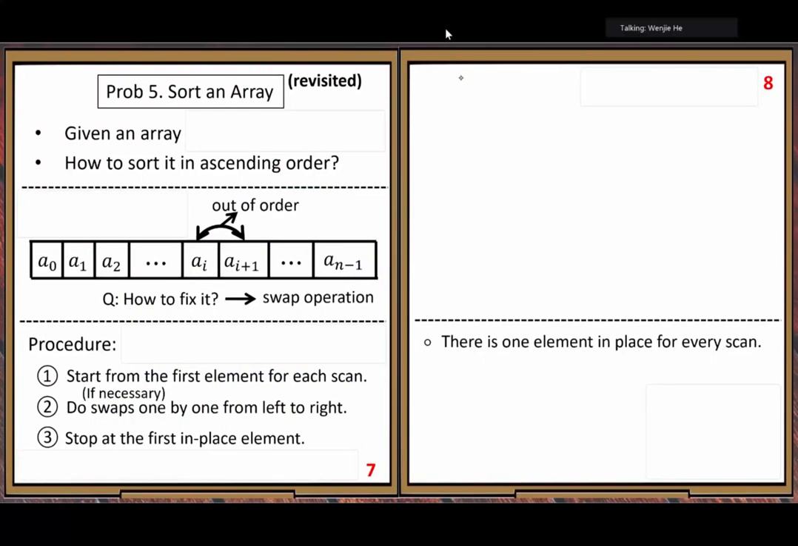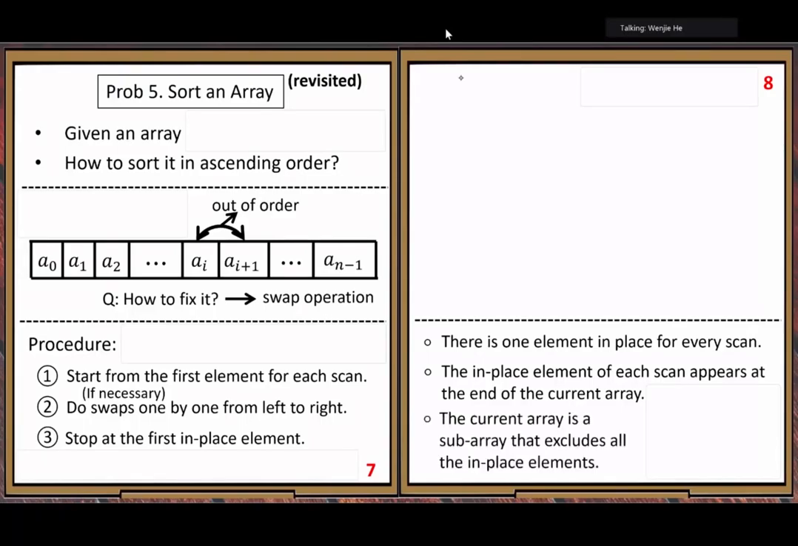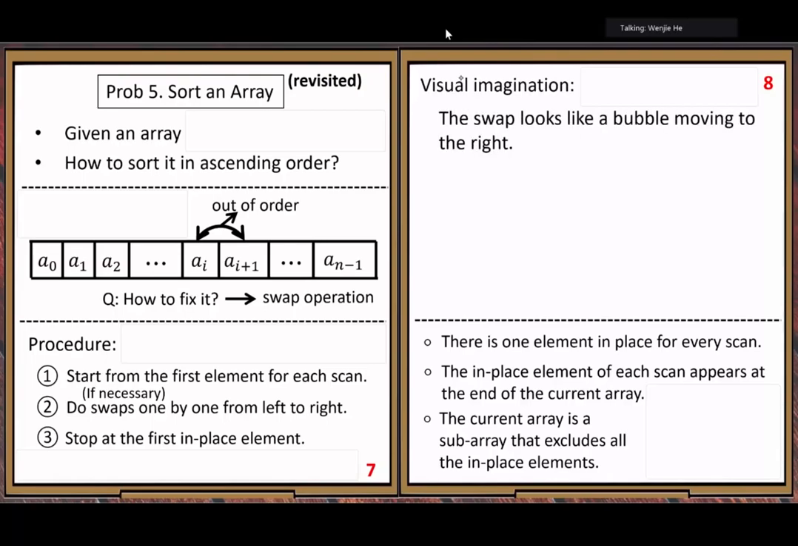So here, the summary. One element in place every scan. The in-place element of each scan appears at the end of the current array. The current array, the subarray, excludes all the in-place elements. Conclusion. Visual imagination: why do people call this bubble sort? It is based on the typical operations. So that's the bubble sort.